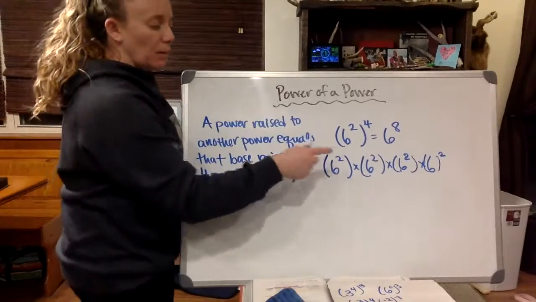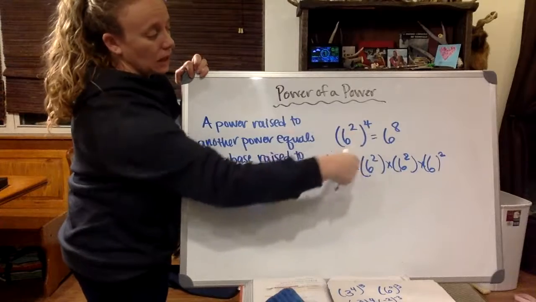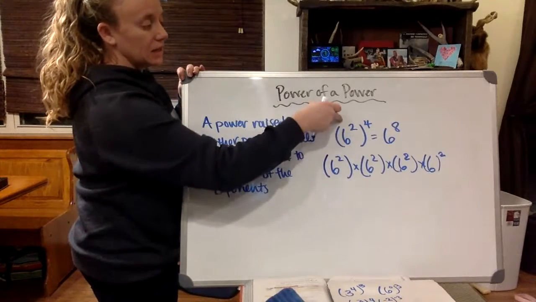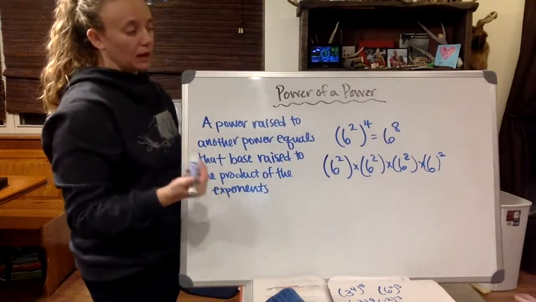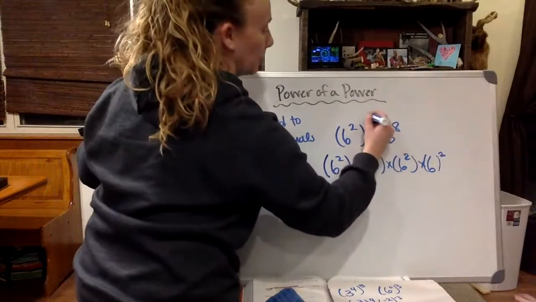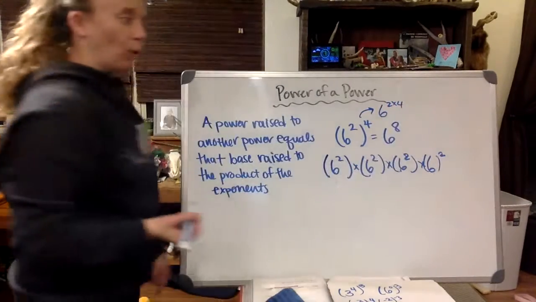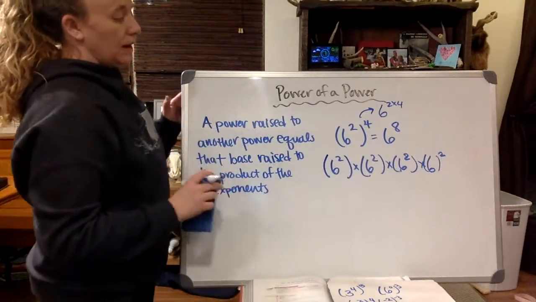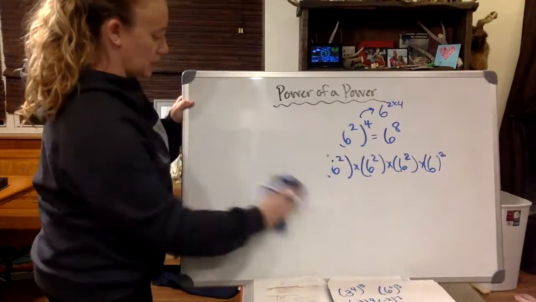So I am using the previous property that we just learned and applying it to this concept here, so it proves our understanding that 6 squared raised to the fourth power equals 6 to the 8th power. So I can essentially just say simply 6 raised to the second times 4, or 6 to the 8th. Okay, so now let's apply this to a few problems. Let's look at this in action.